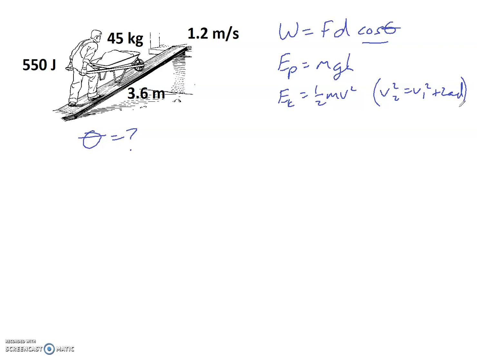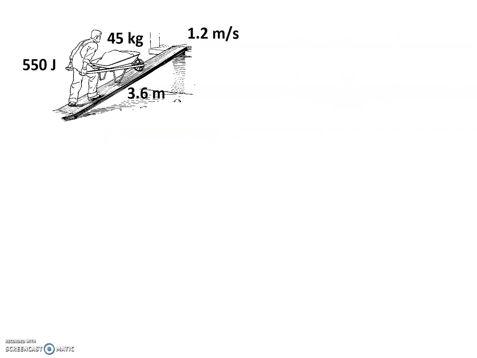So first of all, if we look at what he actually did, of course he did work, which would be force times distance. And we can't find the force, we can't find the distance. Okay, so we're going to look at a really classic work and energy type scenario with a guy pushing a wheelbarrow up a ramp. It's a 45 kilogram wheelbarrow, 3.6 meter long ramp, starts at rest at the bottom, reaches 1.2 meters per second at the top, and he does 550 joules. So we're going to see if we can find a couple things. We're going to see if we can find out how much force he's actually using, which would be his applied force, and we're going to see if we can find the angle of the ramp.